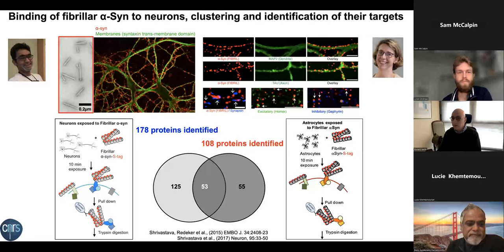Then with Virginie Redeker, he asked what they are binding to. To answer the question, they exposed neurons or astrocytes very briefly to fibrillar alpha-synuclein with a tag. Then they pulled on the tag and identified the proteins that bind to the fibrils. What they found is not, unfortunately, one or two proteins, but 178 proteins for neurons and 108 for astrocytes. Some of these proteins are common to both kinds of cells, and some are specific to each kind of cell.